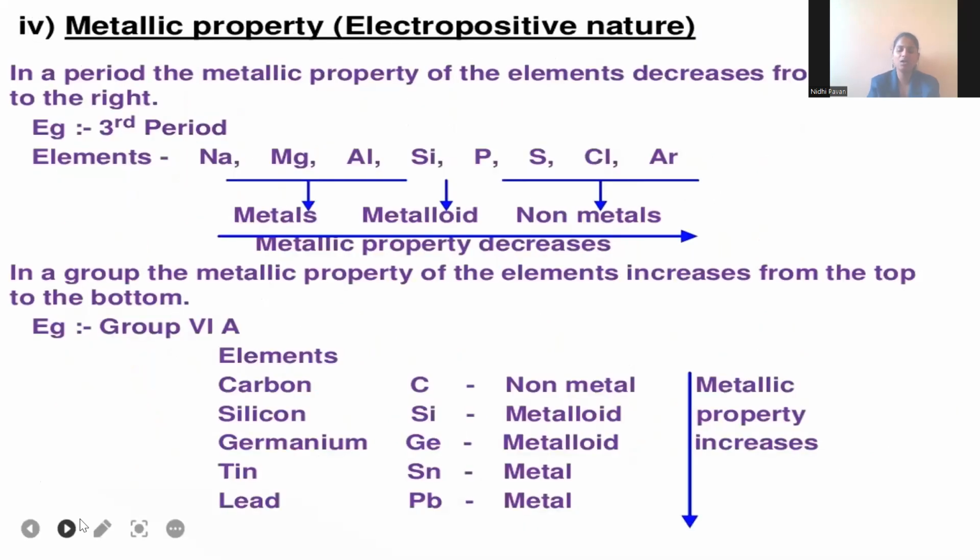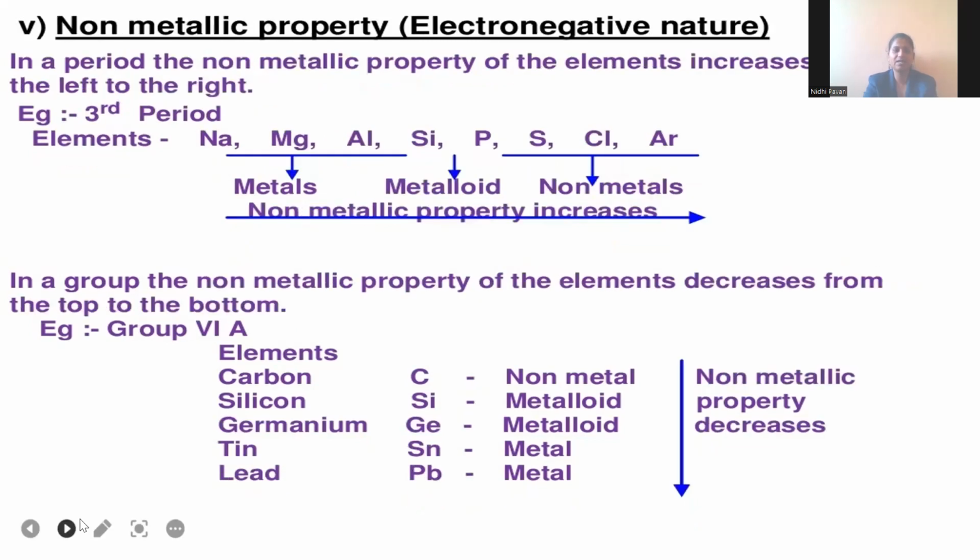Metallic property, or we can say electropositive nature. When you see the third period, sodium, magnesium, aluminum, silicon, phosphorus, sulfur, chlorine, argon, metals have a tendency to lose electrons and become positive ions. So that is called electropositive nature. In the period, the metallic property decreases from left to right. In the group, the metallic property increases down to the bottom, right?